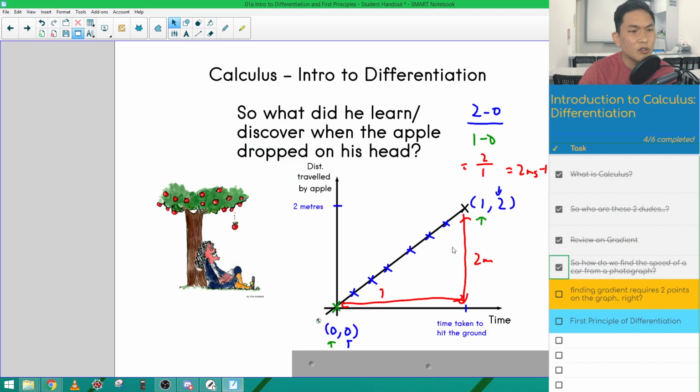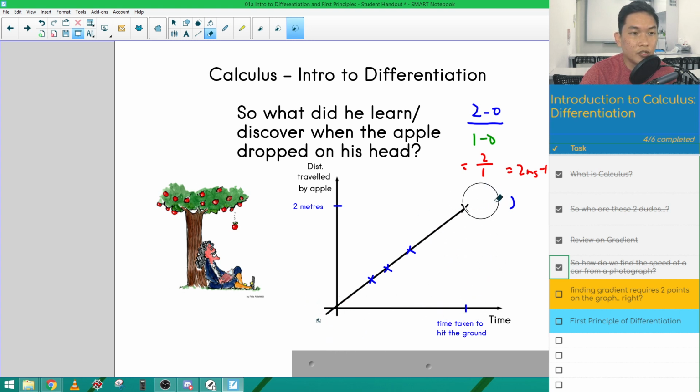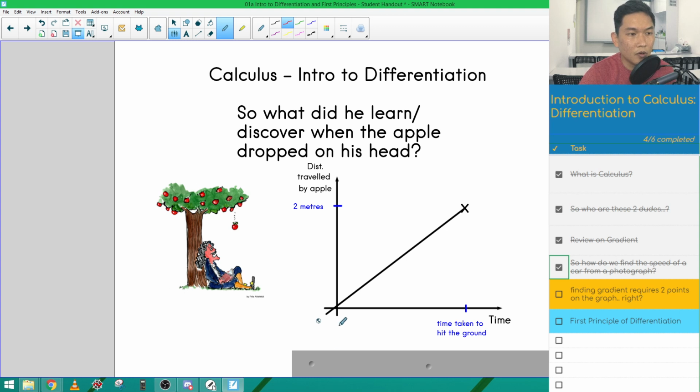So actually this straight line graph is not a good model, not a good representation of the actual situation. If you were to drop an apple from a tree, it would probably be the same as the ping pong ball. The distance traveled by the ball as time passes would be something like this.